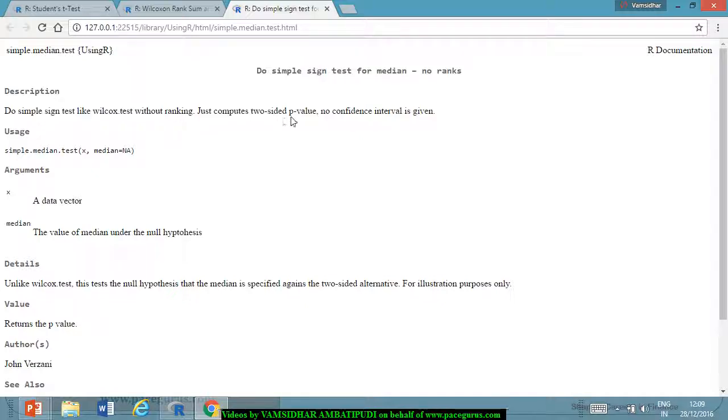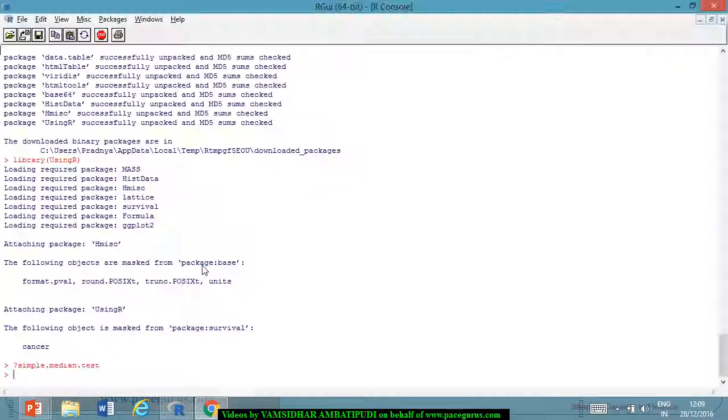This computes two-sided p-value. No confidence interval is given. Only the p-value is what comes out of this. So I can simply say simple median test. I just need to give these two values. That's it. Wherein I have to give my x. The x in this case is telecom, and the median value, as we have looked at in the earlier case, I am setting it to 1% or 0.01.